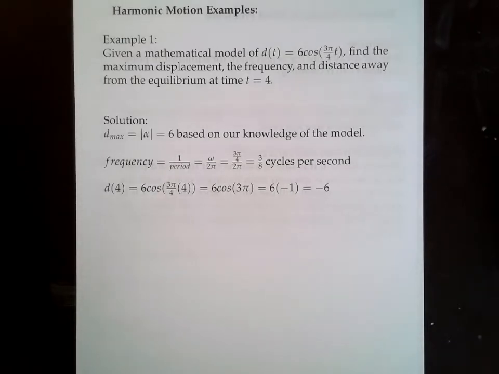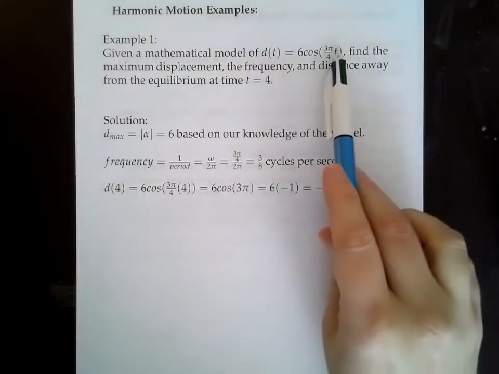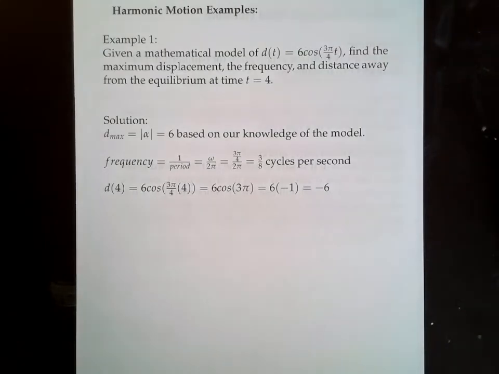So in this case, we're going to be finding the maximum displacement, which is going to be our amplitude. We're going to be finding the frequency, which has to do with our period, and we're going to be plugging in t is equal to 4. In other words, we're going to be plugging in 4 for t, and then solving to find out how far our displacement is actually going to be.